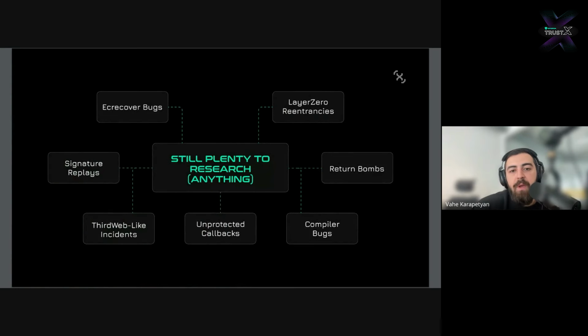But there's so much stuff that was not included in the presentation, so much stuff that you can have on your mind and check out. There's still plenty to research. There are a lot of easy-to-recover bugs, other kinds of reentrancies, return bugs, compiler bugs, and unprotected callbacks. This is a funny thing. You might think it's too obvious that you need to protect your callbacks, let's say Uniswap callbacks.